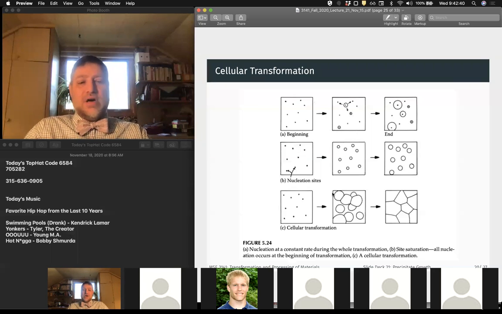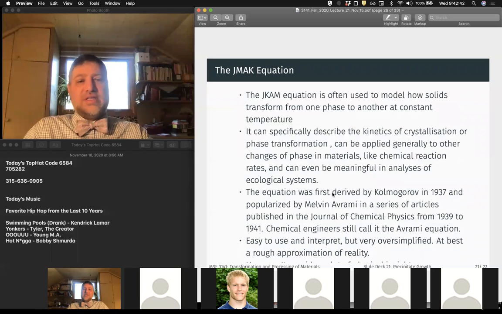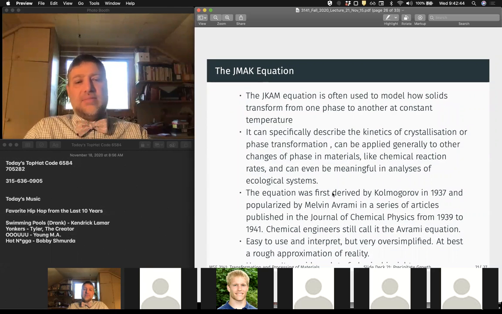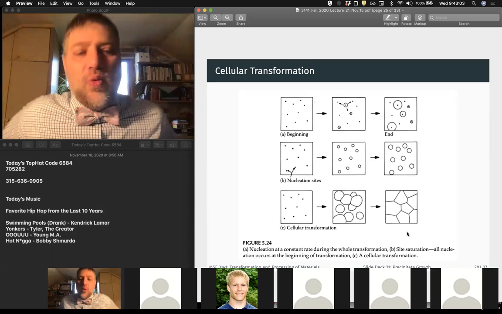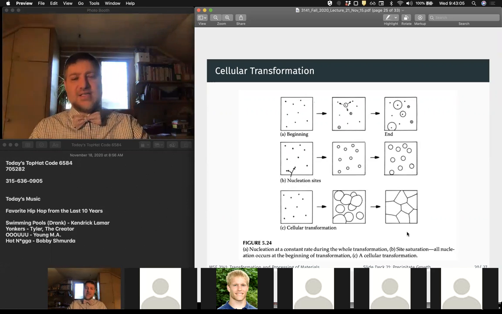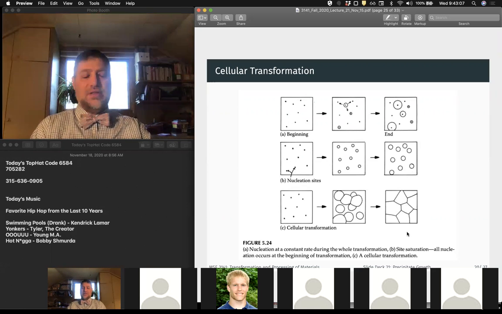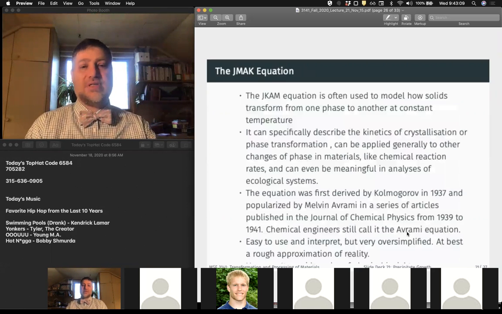Right? So which case does JMAK apply to? Well, it's kind of not any of these, right? What we do assume is that we have continuous homogeneous nucleation, but that it also goes to completion, right? So it's not exactly one of these idealized cases, and we'll go through the assumptions in a minute.